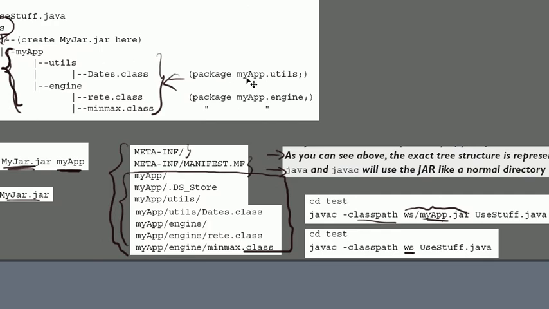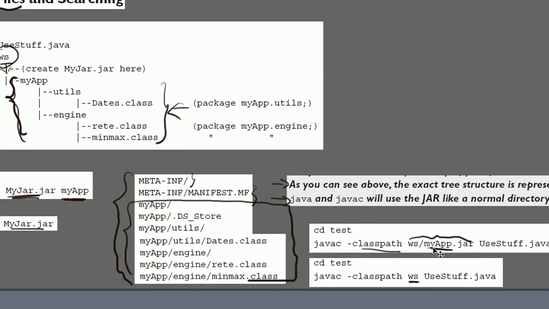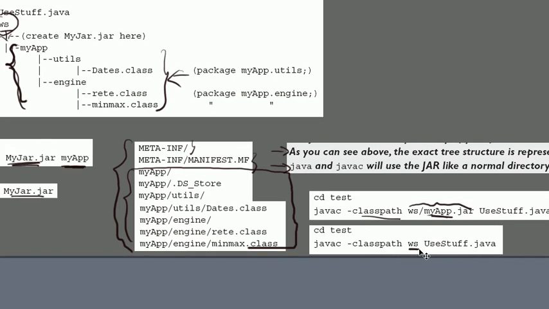So for packages such as myapp.utils and myapp.engine, with classes like myapp.utils.dates, myapp.engine.writ, and minmax, whenever you're creating a jar file, you would explicitly say the name of the jar file along with ws, which is the parent, in the class path. Say if you do not have the class path, all you have to do is say up to ws.